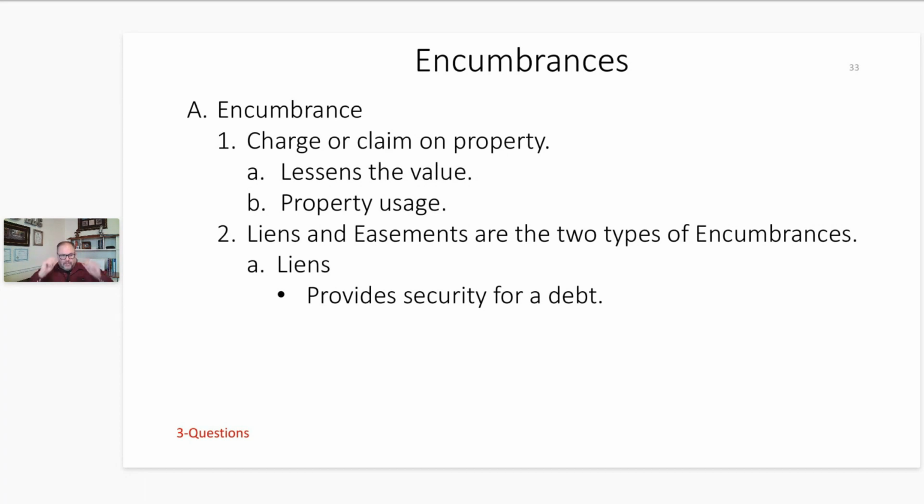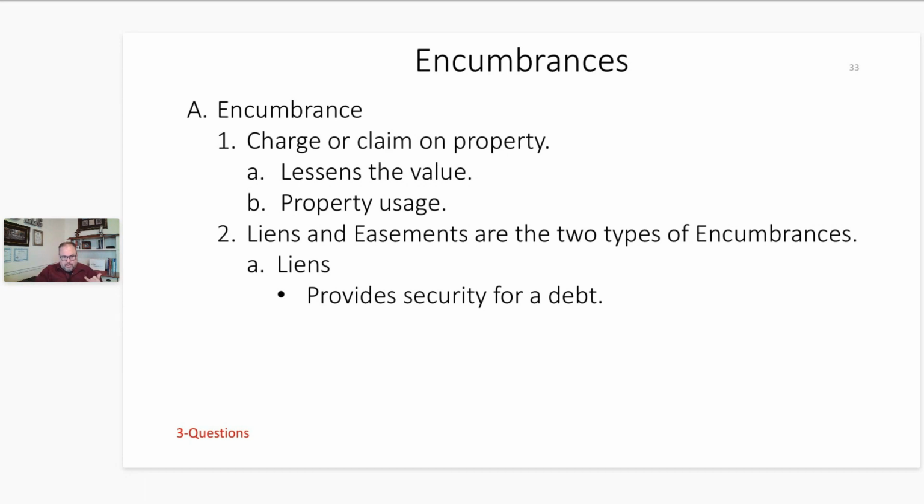Now, listen to me carefully. Think of an encumbrance as an umbrella. An umbrella over the land, over the home, an umbrella over the whole property. You've got to visualize this. That is called an encumbrance because from that encumbrance hangs a lien on the property, which lessens the value and it restricts the property. And also, there may be an easement on the property.